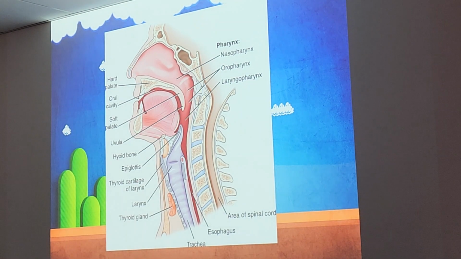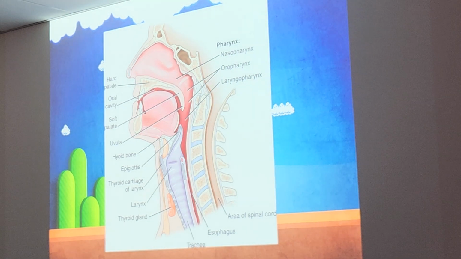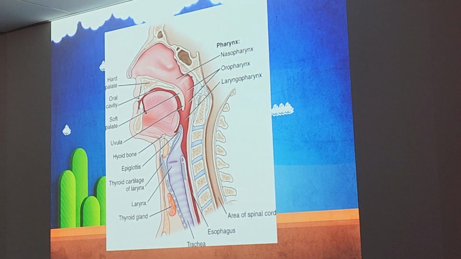The larynx itself has different parts, yes. So it's laryngopharynx to esophagus and larynx to trachea. Correct. Oh, okay.